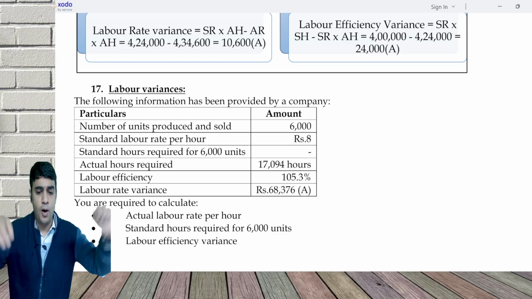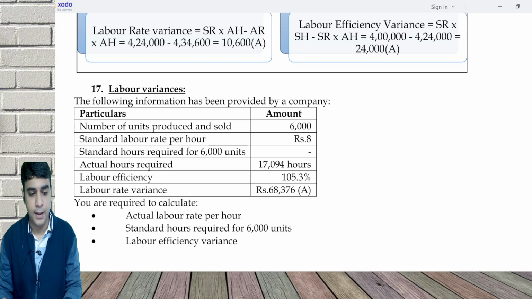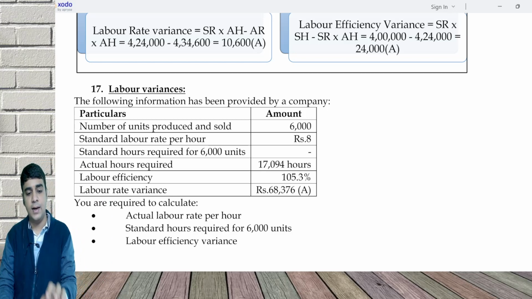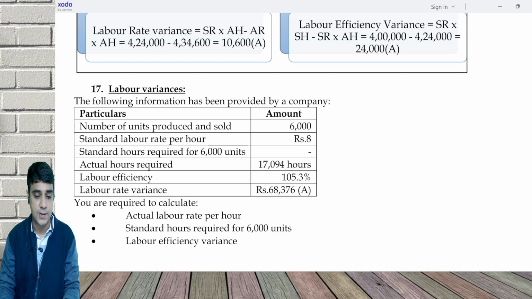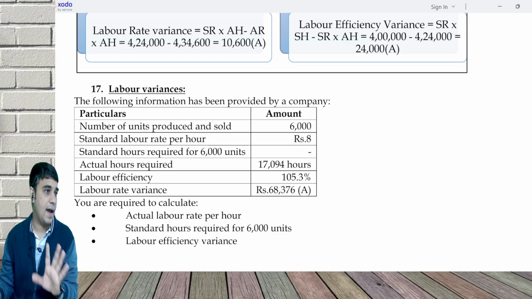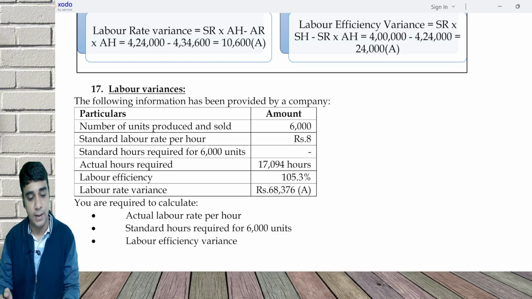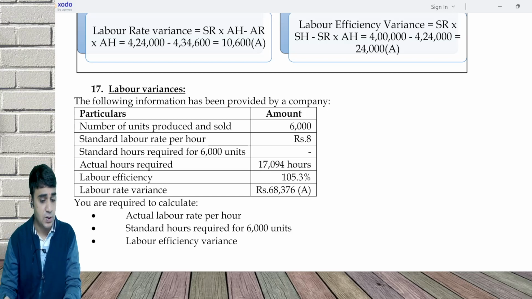Okay. The following information has been provided by a company: number of units produced and sold, standard labor rate per hour, standard hours required for 6000 units. Blank, basically you'll have to identify that. Actual hours required, there's nothing like actual hours required, that's just the actual hours. The word required should not be there. Labor efficiency, labor rate variance.